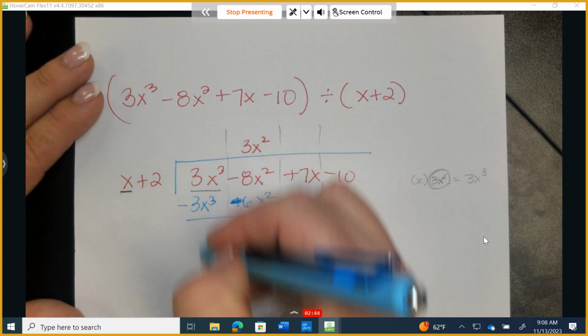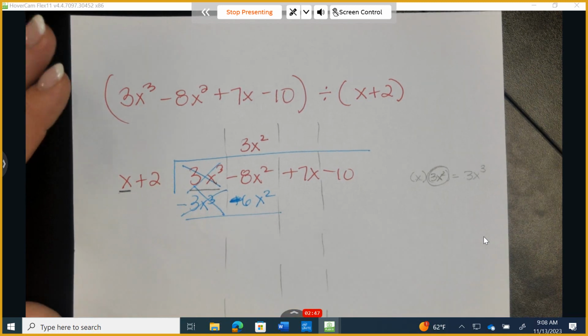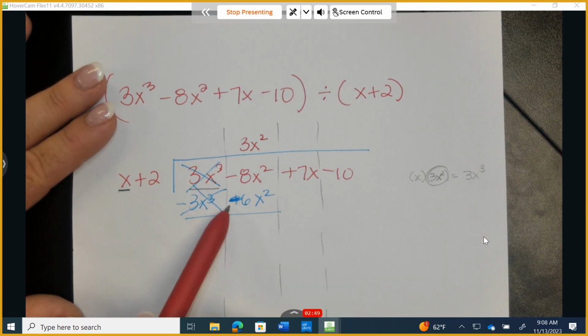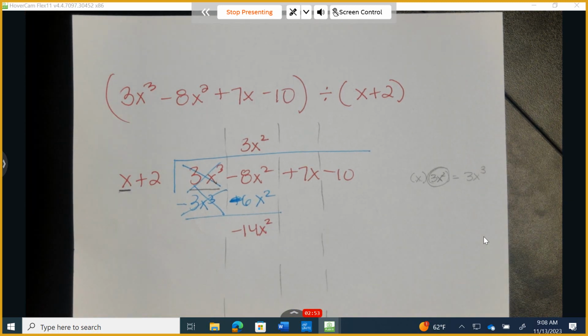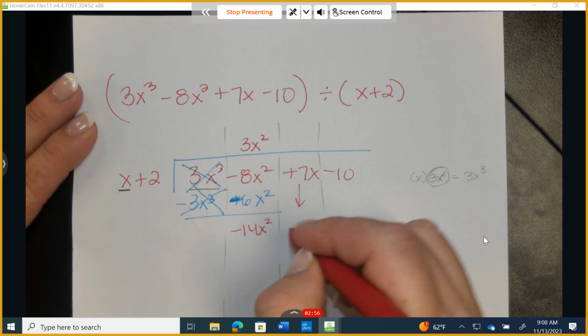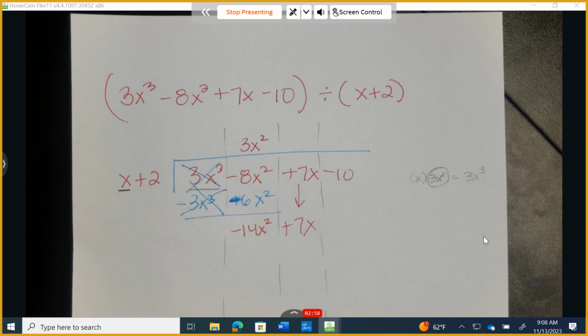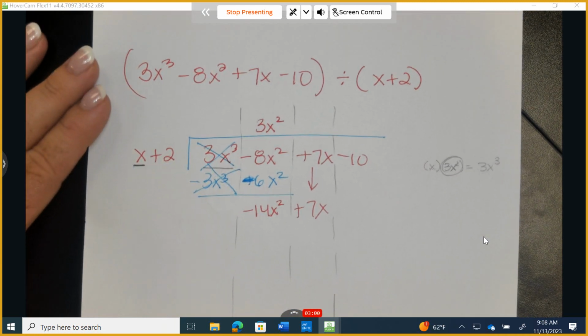Step number 4 is they combine straight down. So these cancel out. They're additive inverses. And I ask myself, negative 8 and negative 6? Okay, that gives me a negative 14. Bring down the variable x squared. And step number 5 on the board says bring down the next term. We start all 5 steps over again.